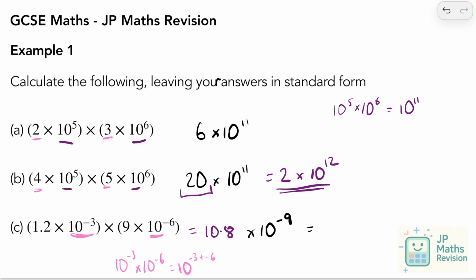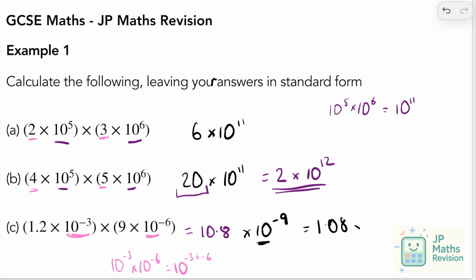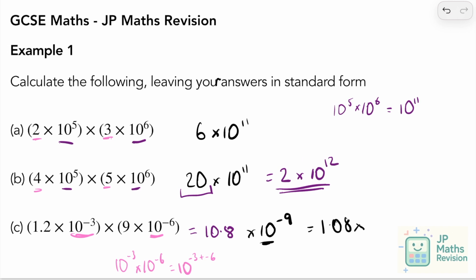So 10.8 times 10 to the minus 9, again, that's not quite in standard form because 10.8 is bigger than 10. So I need to make it 10 times smaller, so I need to make it 1.08, which means I need to make this power of 10, 10 times bigger for the number to still be the same. So if I make the power of 10, 10 times bigger, I get times 10 to the power of minus 8.